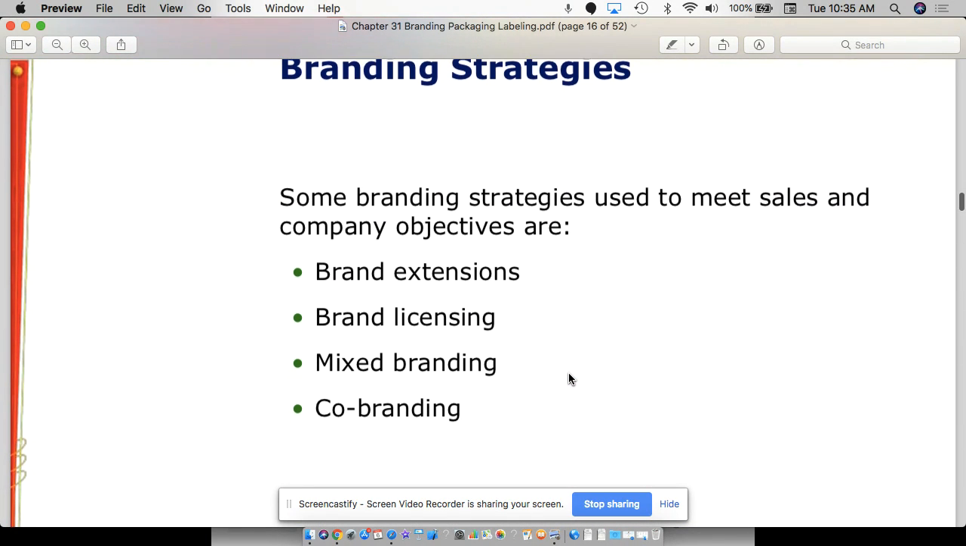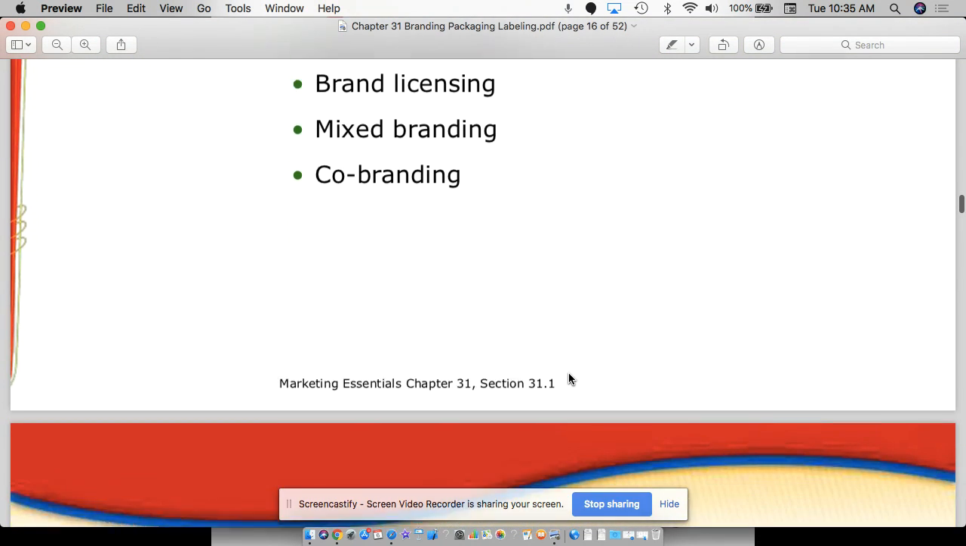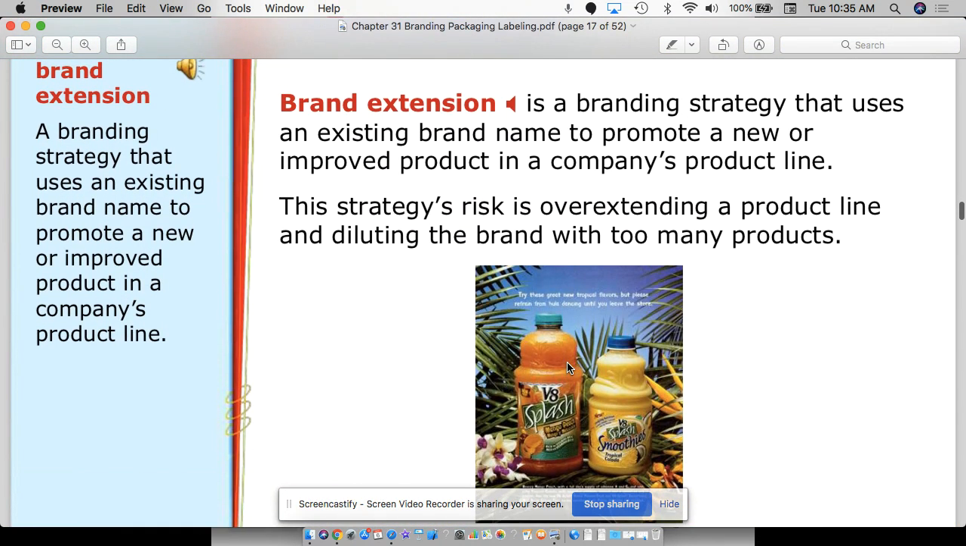As far as some of the branding strategies, brand extensions, brand licensing, mixed branding, and co-branding are actually kind of fun. A brand extension is a branding strategy that uses an existing brand name to promote a new or improved product in a company's product line. So the strategy's risk is overtaking a product line and diluting the brand with too many products.